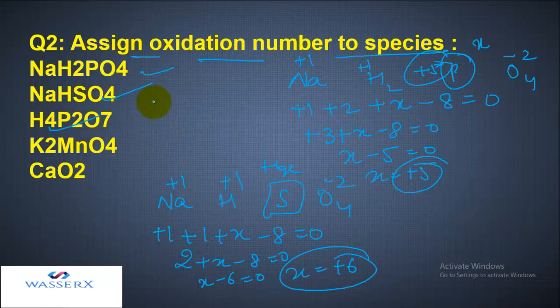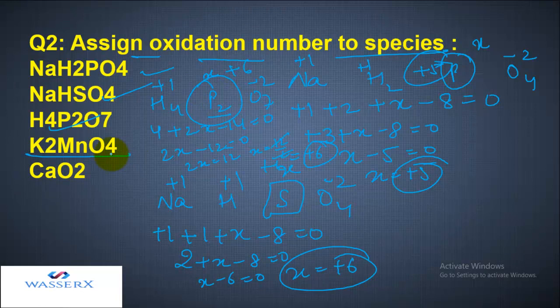Let's do it for H4P2O7. Let's separate them. For hydrogen, it is +1. For oxygen, it is -2. For phosphorus, I am not confirmed, so let us take X. So let's add them. 4 plus 2X minus 14 is equal to 0. 2X minus 10... 2X minus 12 is equal to 0. 2X is equal to 12, or X is equal to 12 by 2, that is +6. So now it's confirmed that for P it is +6.